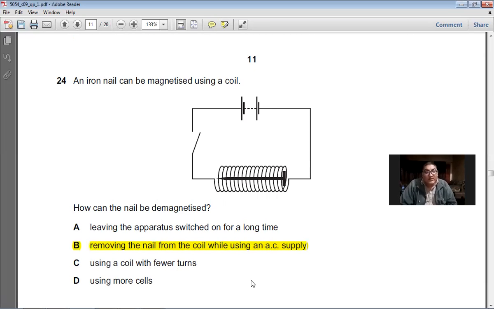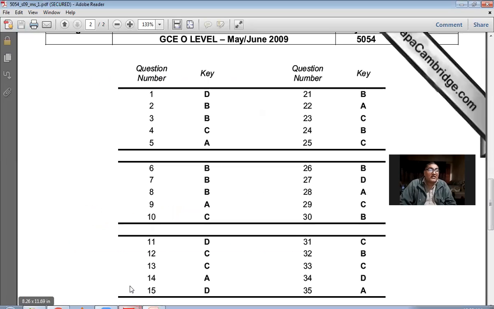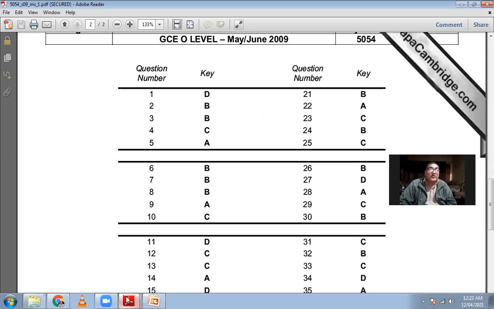Using a coil with fewer turns, no. Using more turns, that's also wrong. So how can the nail be demagnetized? For demagnetization, we use alternating current. So that was question number 24. B is the right option. So let's check. Question number 24, B is the right option, sir.